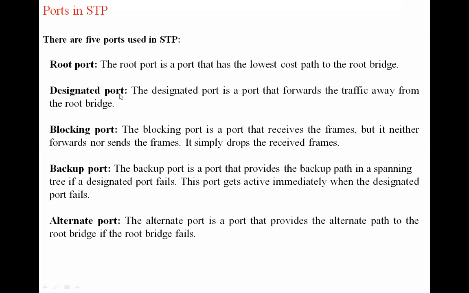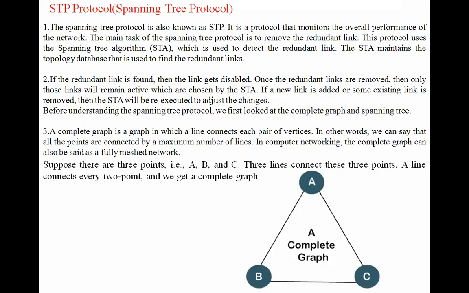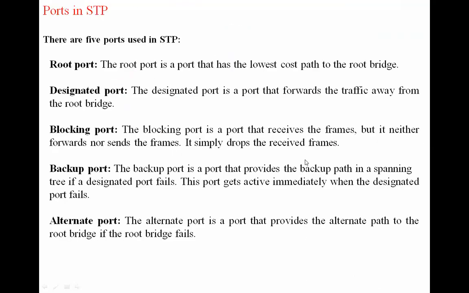What is a designated port? Designated is nothing but it has to forward the particular data, the traffic, frame or data, everything from the root bridge. We are considering A as a root bridge. This A is having a particular frame, a particular data. This data has reached B, and from B to C, and C to A again. This is what is going to happen in the designated port.